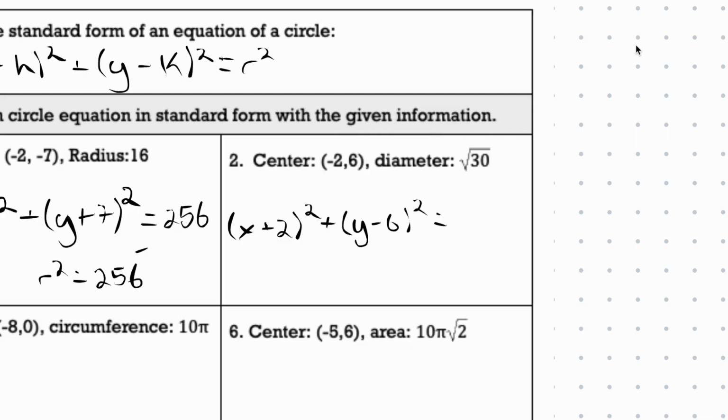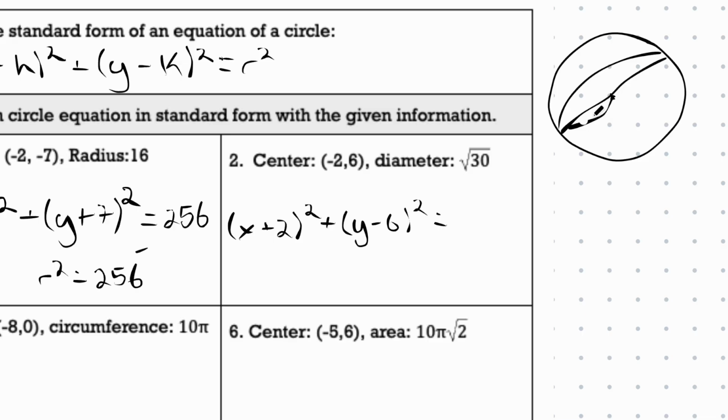So, right, what's our diameter on a circle? It's basically the longest chord, which is to say it's going from edge to edge through the center of the circle. And so our diameter is this entire length. Our radius is just this length. So this is r, whereas this is d. So our radius is half of our diameter. So r equals root 30 over 2.